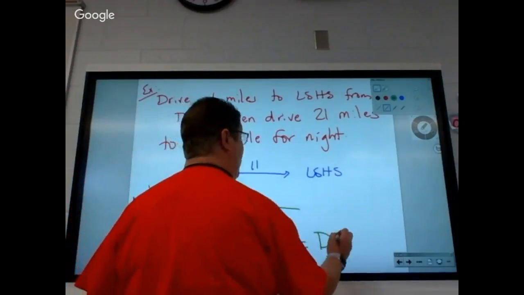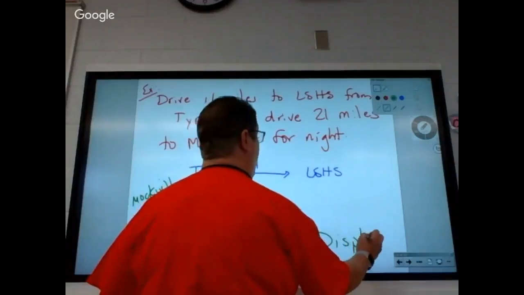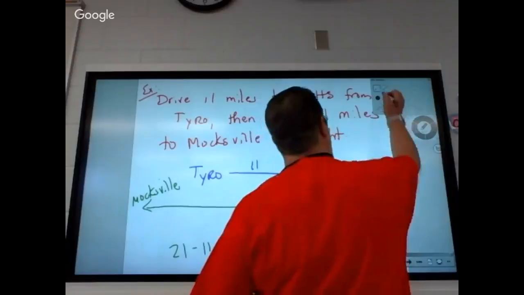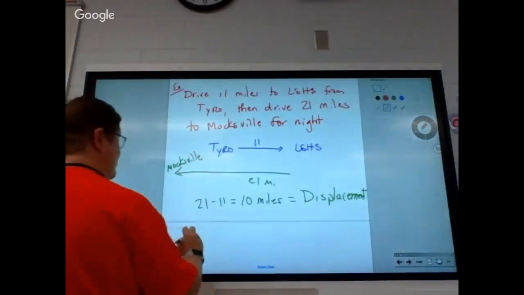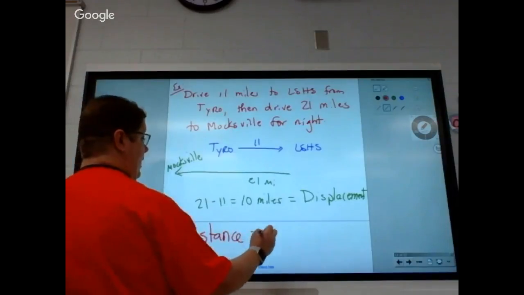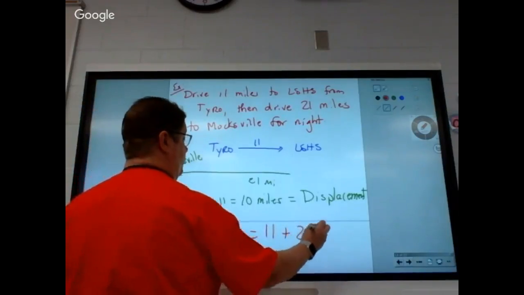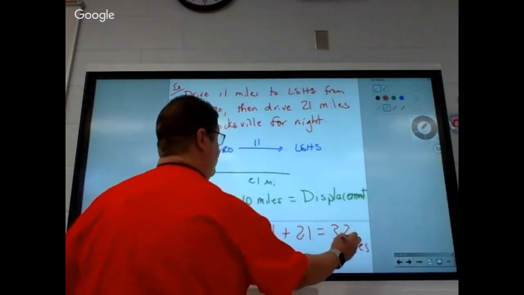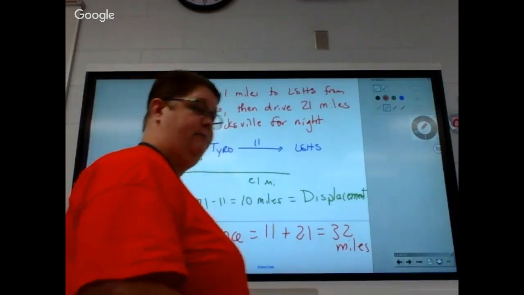Now that's displacement. What will be my distance? 32. Okay. My distance will be 11 plus 21, which is 32, because you always add for distance.